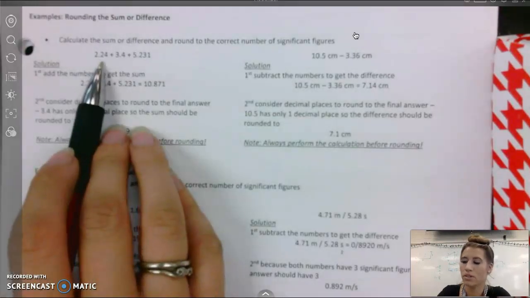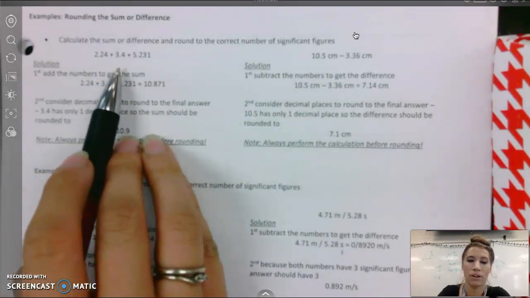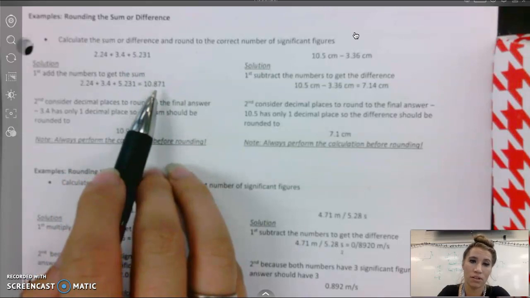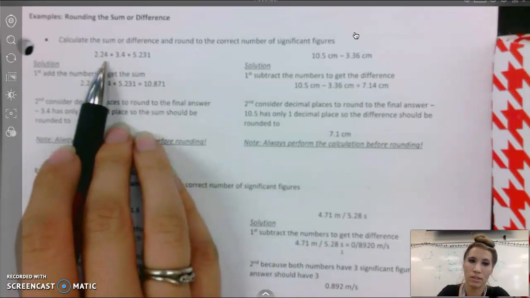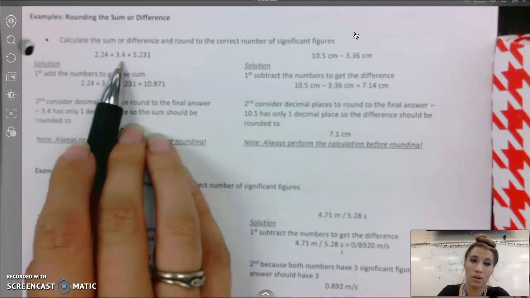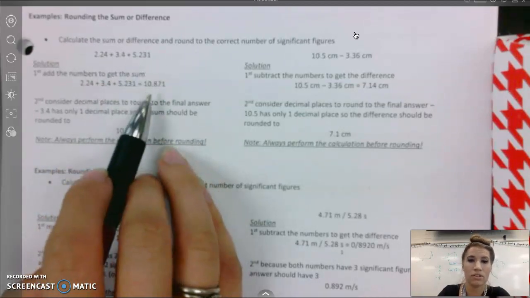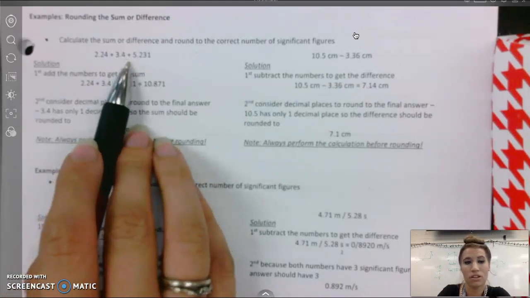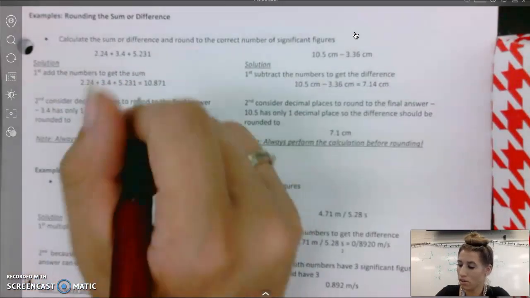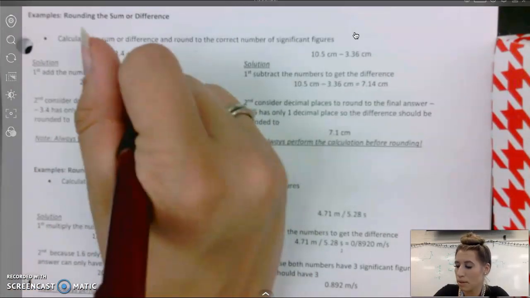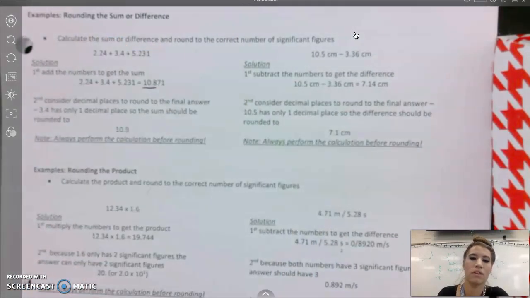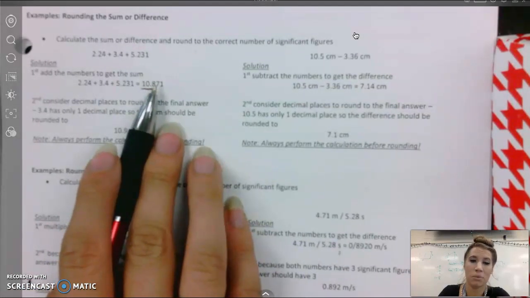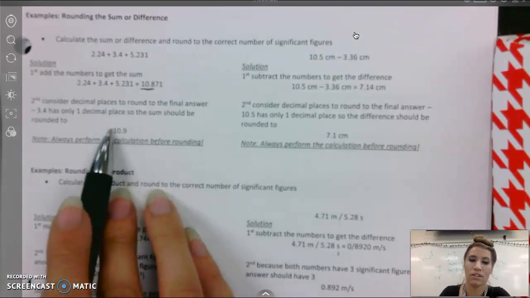So if I take 2.24, I add that to 3.4, and I add that to 5.231, well, my calculator tells me it's 10.871. This component had 2 digits after the decimal place. This one had 1, and that one had 3. Our answer can only have the same amount of digits after the decimal place as the component with the least. So we can only have 1 digit after the decimal place. So I'd have 10.8, but notice the digit after it, 7, that's 5 or greater, so it's going to make that estimated 8 round up. So my final answer there would be 10.9.